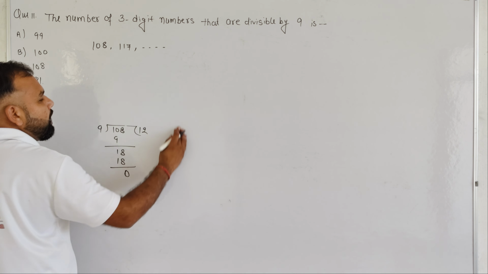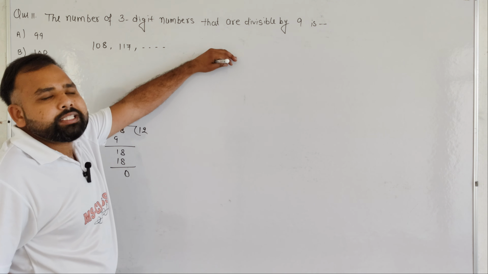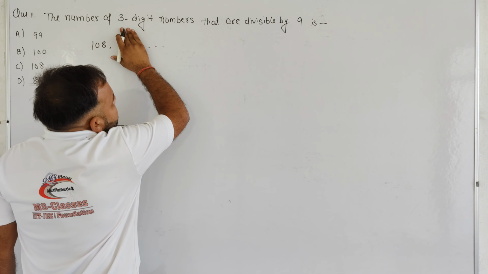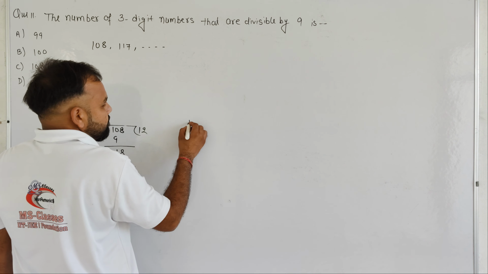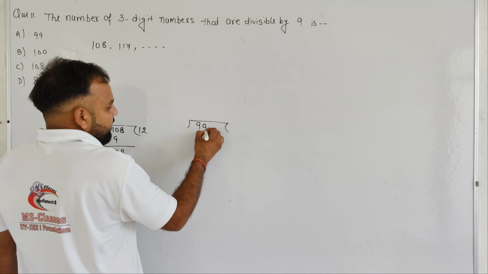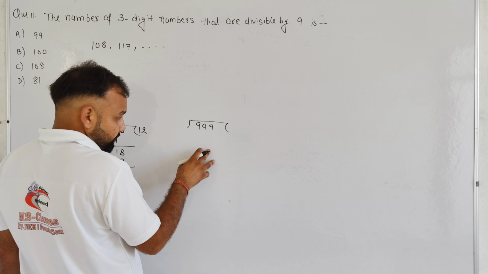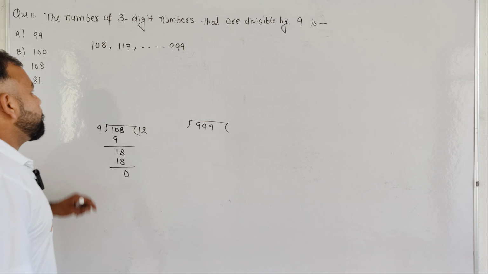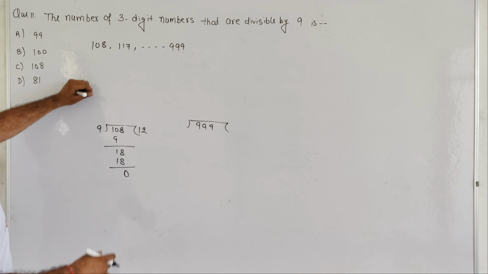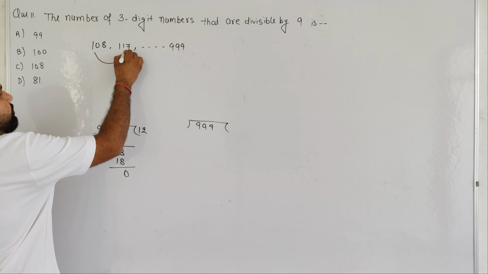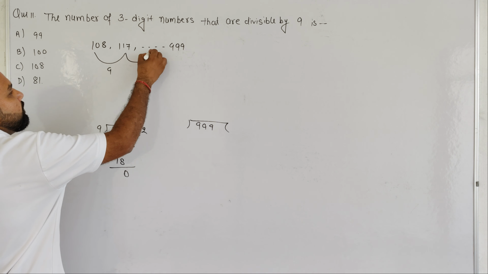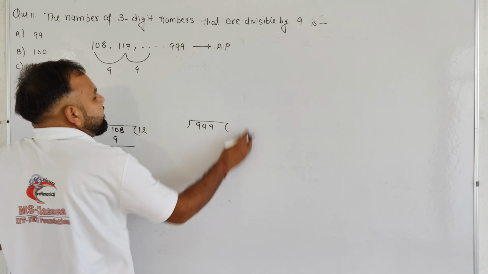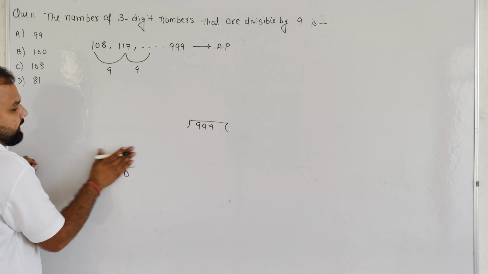And in the same way, the last number which is a 3-digit number and divisible by 9 is, as we know very well, 999. So that is the sequence, and we know very well that the difference between every consecutive term is 9. So we can say that this sequence is an AP, and in an AP we can easily calculate how many terms are present.